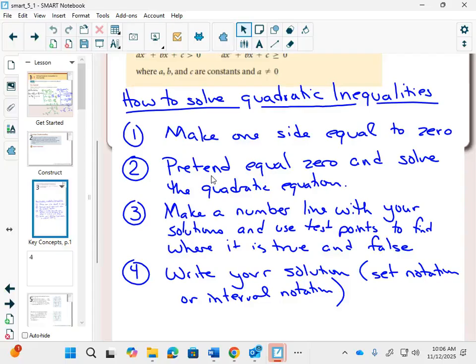We solve them almost identical to solving quadratic equations. We're going to make one side equal to 0. And once we've got it equal to 0, we're going to solve it just like we did in chapter 3. So that's number 2. It says pretend equal to 0 and solve. Then the new stuff comes in step number 3 and 4. And we'll see why we need to do this to figure things out. But I'll let you write down that first.